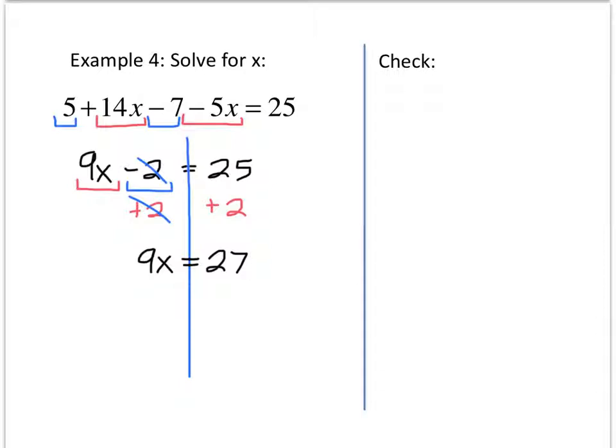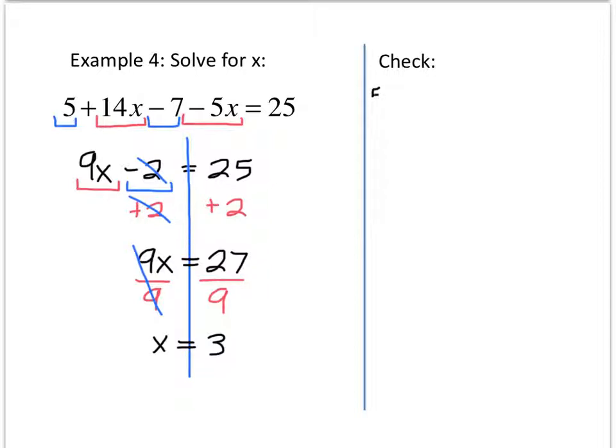And now I see 9x is being connected by multiplication. I'm going to apply the inverse of multiplication, which is division, to both sides, leaving me with x equals 3. Noting that 9 over 9 divides to 1, and we don't need to write multiplication by 1. So now I can check this. Always good to go back to our original problem.